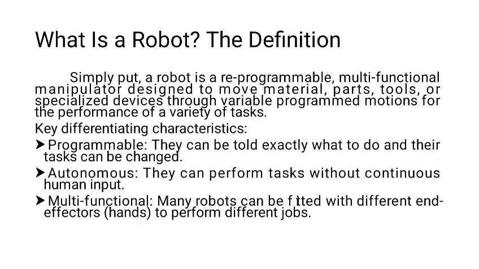What is a robot? A robot is essentially a reprogrammable, multifunctional machine designed to perform tasks automatically. The term reprogrammable means we can change its instructions anytime. Autonomous means it can perform the actions without human help, and multifunctional indicates the same robot can do many tasks by changing its tool or end effector. For example, an industrial robot can weld, paint, or assemble parts by just swapping the attachments.